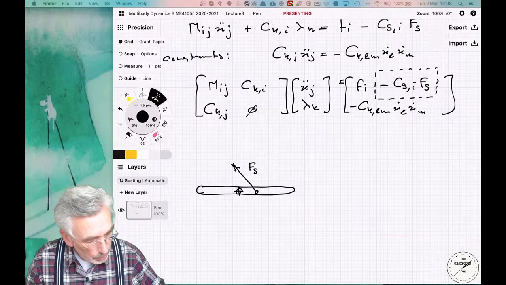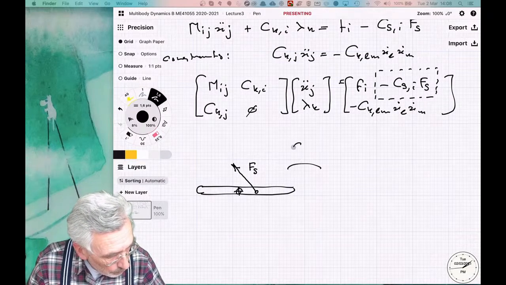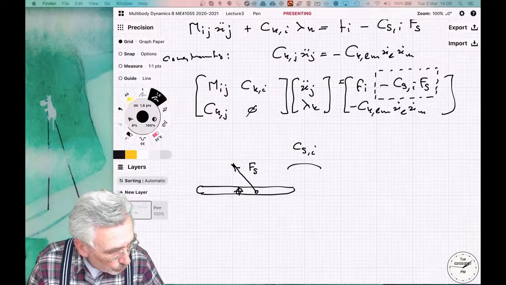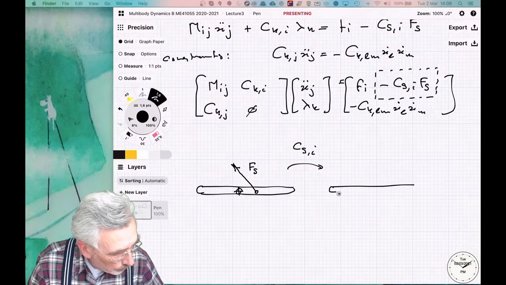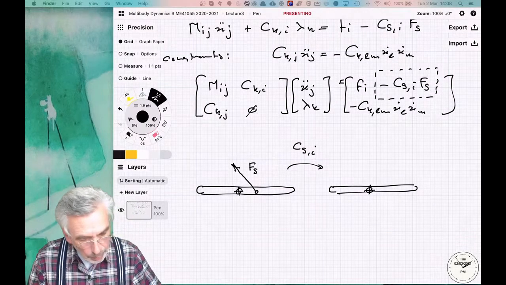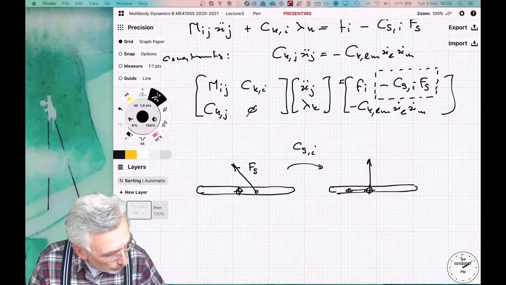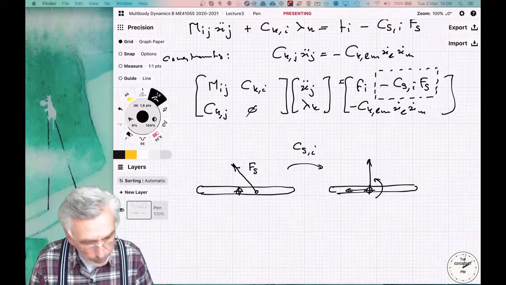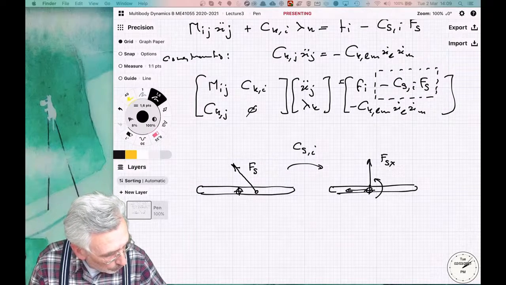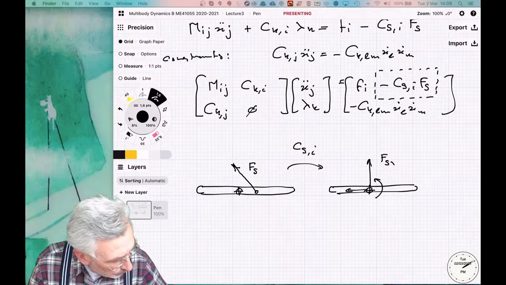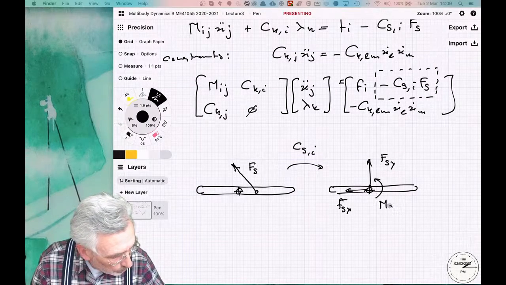Now, what does this C_si do? It's like a magic trick. And the magic trick is that this Jacobian transforms this force to the center of mass. So it makes this system out of it. We now have a center of mass here, and there's a force here in this direction, and there's a force here in this direction, and then there's also a torque. So there's suddenly an F_sx, F_sy, and there's an M_s.